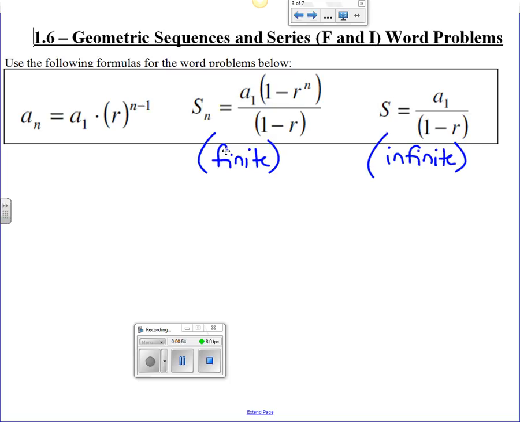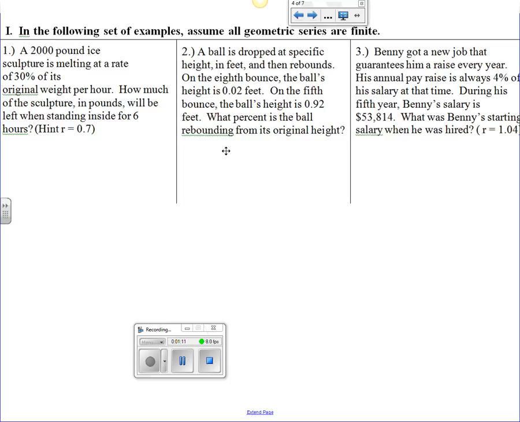You can use this AN formula for finite or infinite. That doesn't matter. But if it says the word sum, that's when you have to make a decision. Okay, but the nth term doesn't matter if it's finite or infinite. Okay, all right. Number 1, Jesse, read that one for us.